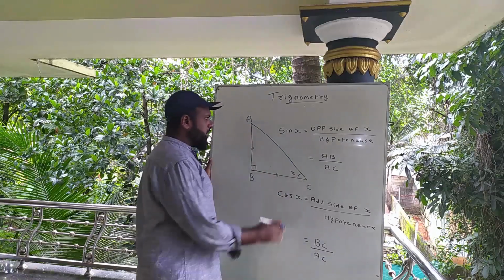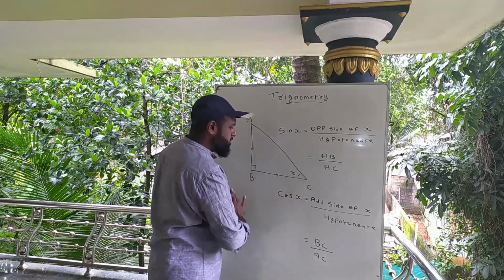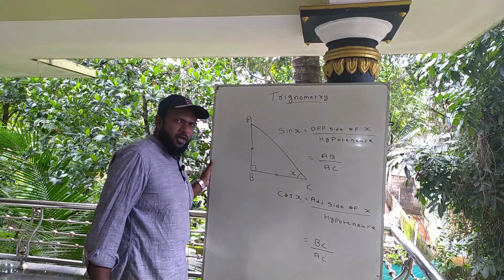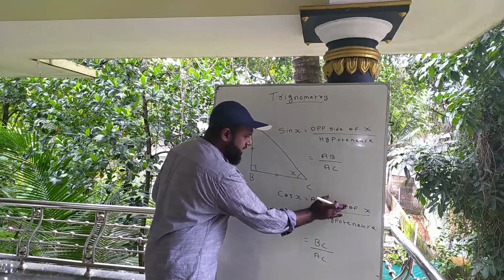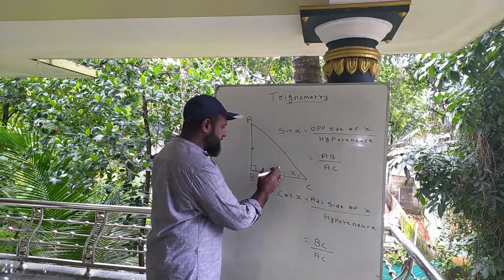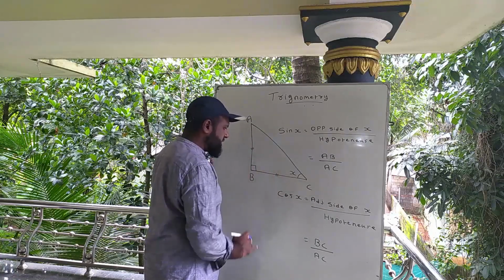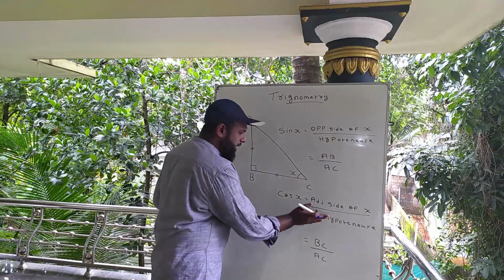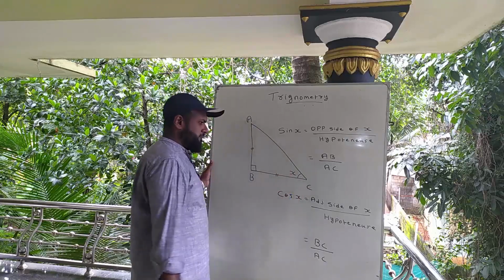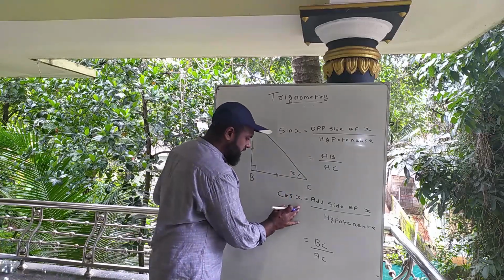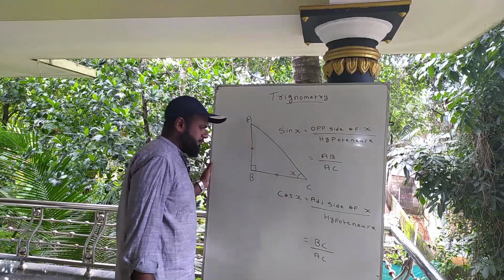We have learned what is sin X and what is cos X. I will repeat once more. Cos X equal to adjacent side of X. What is the adjacent side of X? BC is the adjacent side of X divided by hypotenuse. What is the hypotenuse? Here the hypotenuse is AC. So cos X equal to BC by AC.